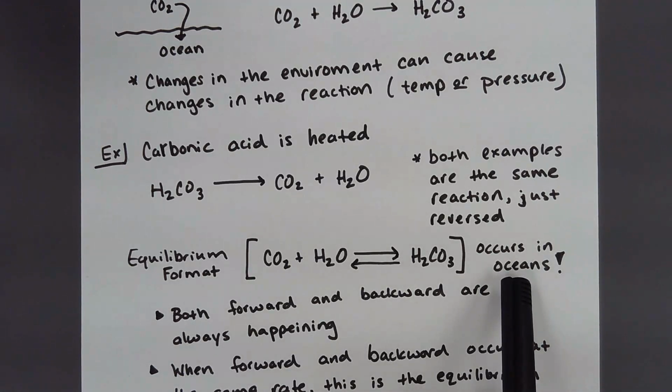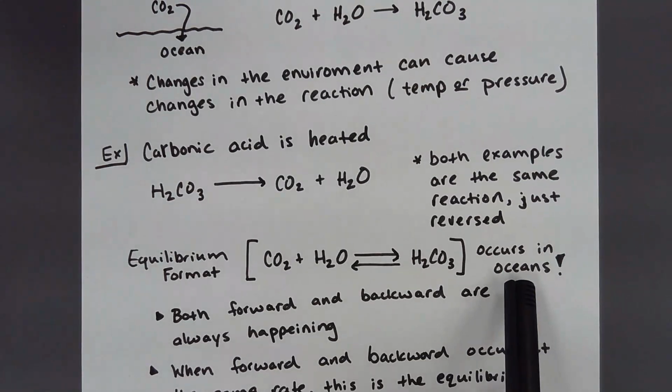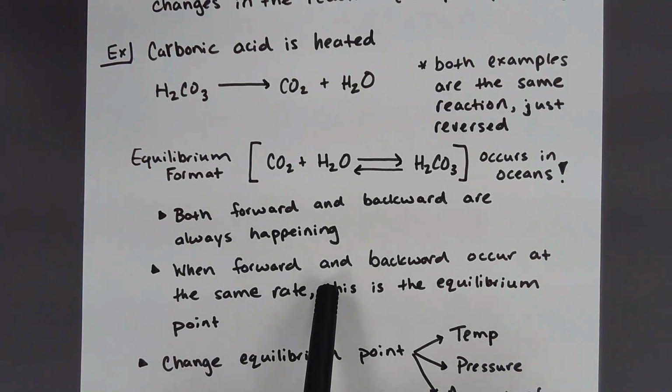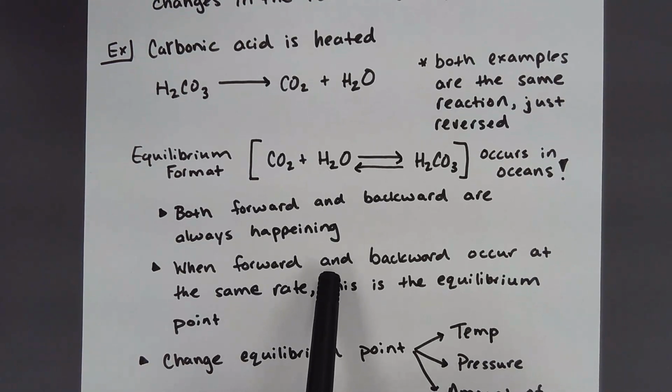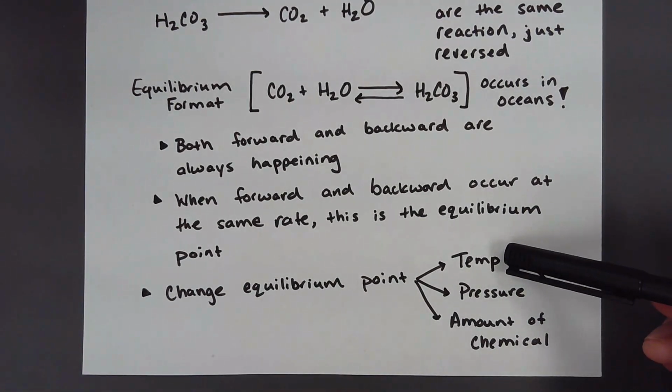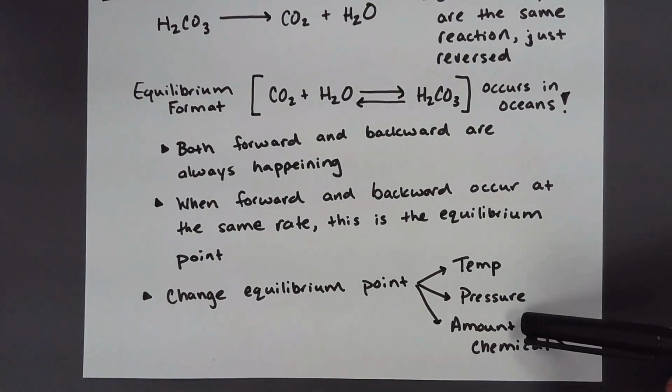Remember, this is the ocean equilibrium reaction. You're going to need that later in your worksheet. Both the forwards and the backwards are always happening, and when they occur at the same rate, this is the equilibrium point. We can change that point by changing some variables: temp, pressure, and amount.